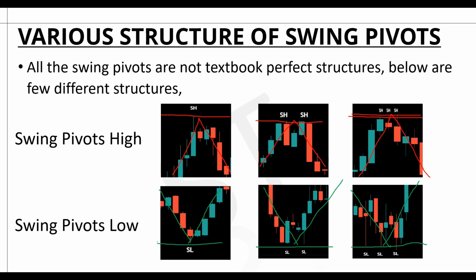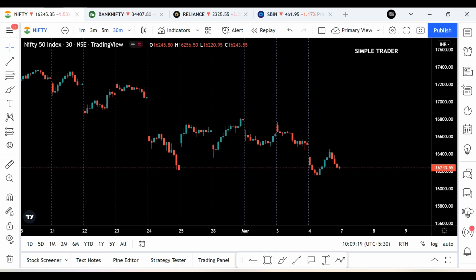So always keep in mind the logic is more important. What is the logic? Visible turning point. Now let's look at the examples. We have four examples. We'll start with Nifty first. So first we try to identify our resistance.